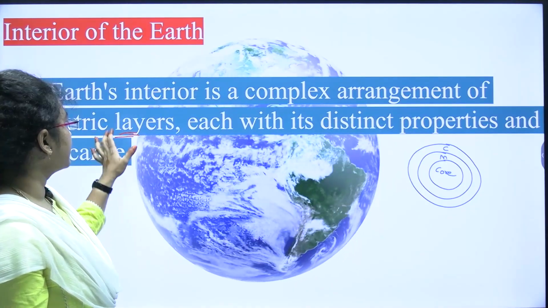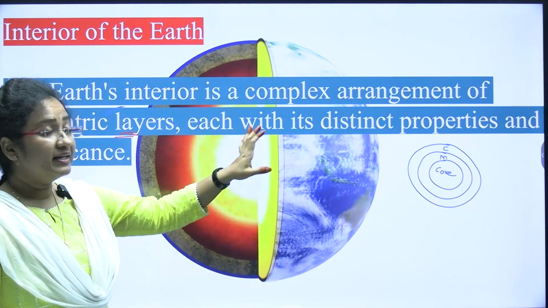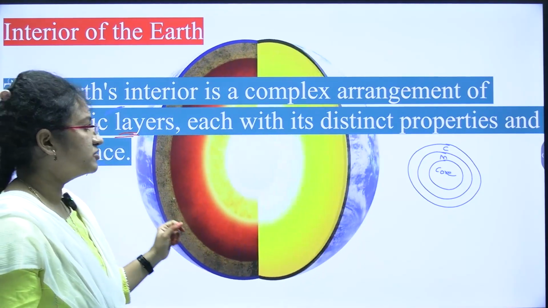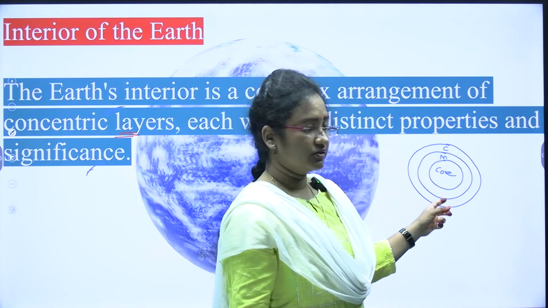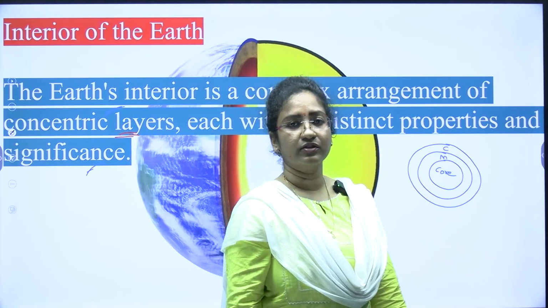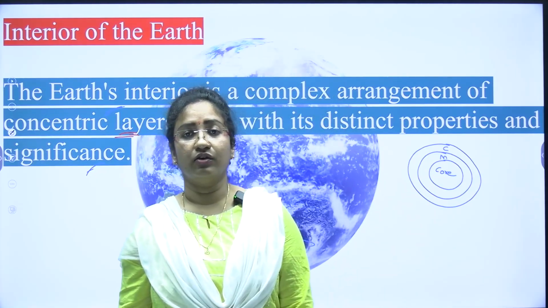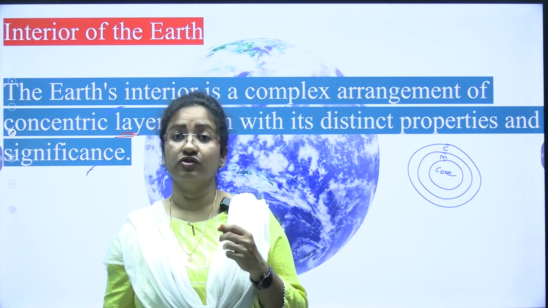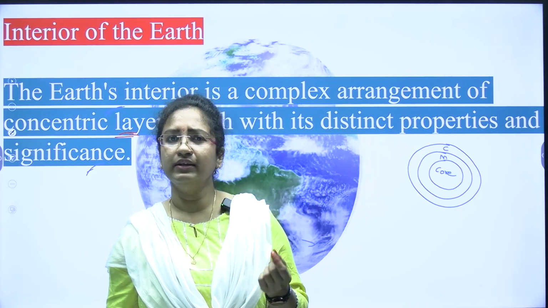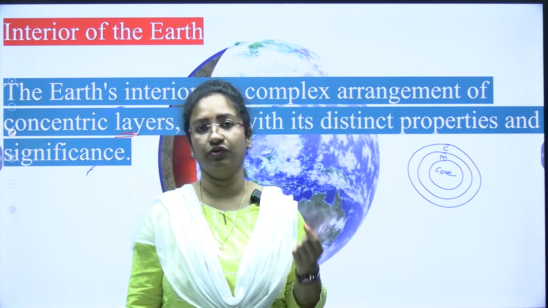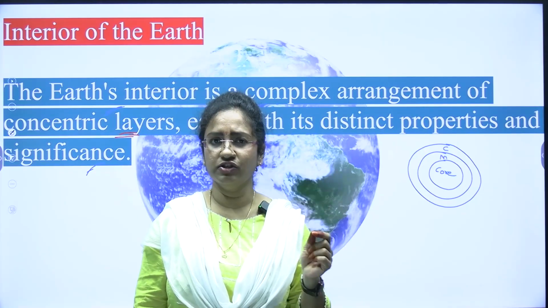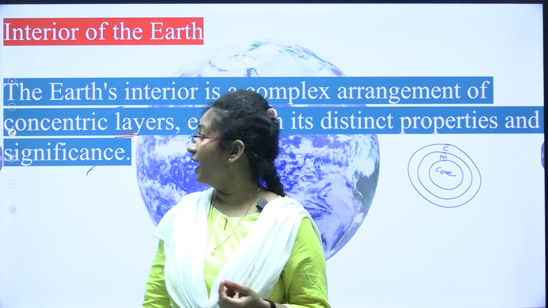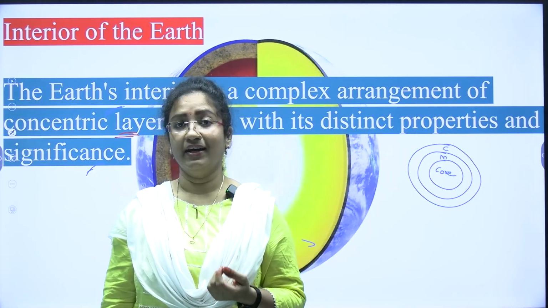So in this way, it's a complex arrangement of concentric layers, and each layer has different types of properties. It has distinct properties and significance. So you can see the importance of these layers. They have different properties, obviously, because the temperature differs and the rocks present in these regions differ, and also whether it is present in a solid form or liquid form. All these conditions differ as we move from one layer to the other. So each layer has its own unique features and properties, and also its own significance or importance.